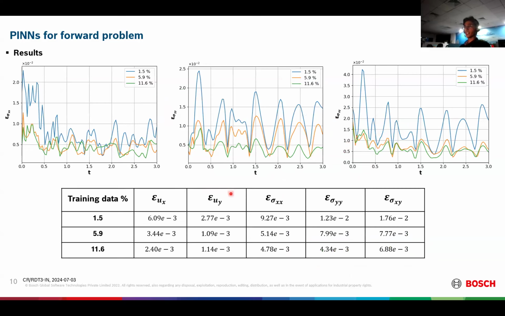Here is a table showing the error in displacement and stress with respect to different training percentages on the boundary. With just 1.5% data, which is very sparse, we are able to accurately capture the displacement. But the stress is not being captured well. As we increase the data slightly, the stress also gets better.